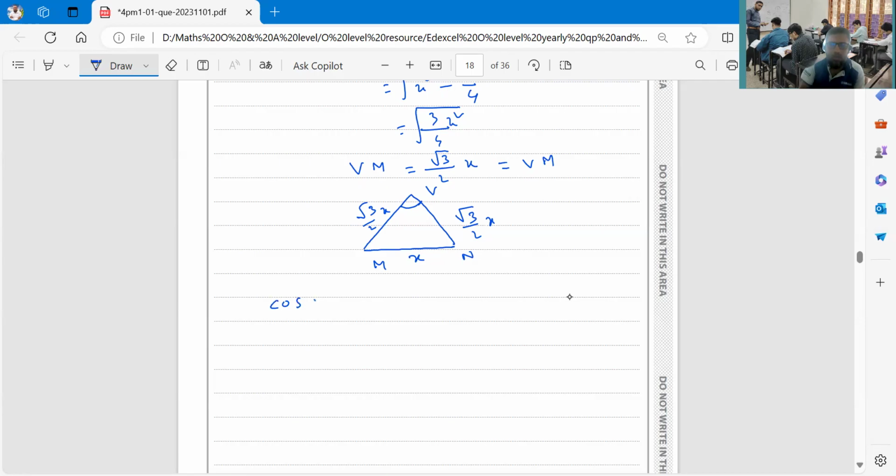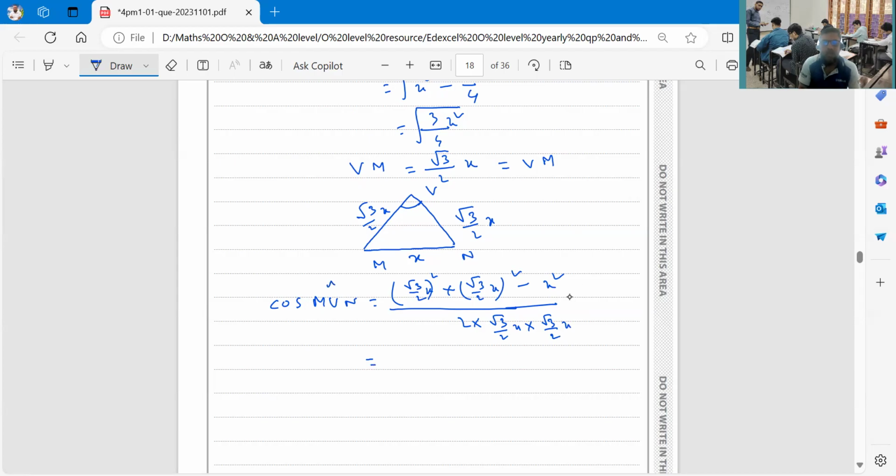So cos MBN equals to, root 3 by 2x whole square plus root 3 by 2x whole square minus the opposite length x square, divided by 2 into root 3 by 2x multiplied by root 3 by 2x. Okay, and we need to find this angle. Okay, now these are the calculations.